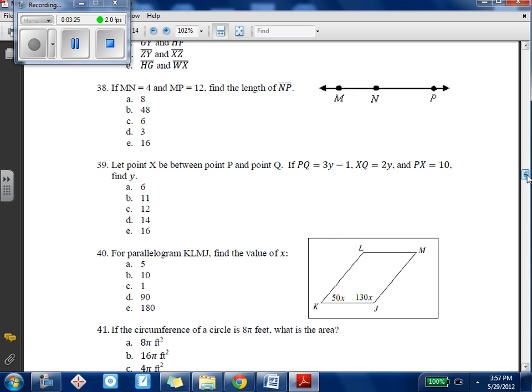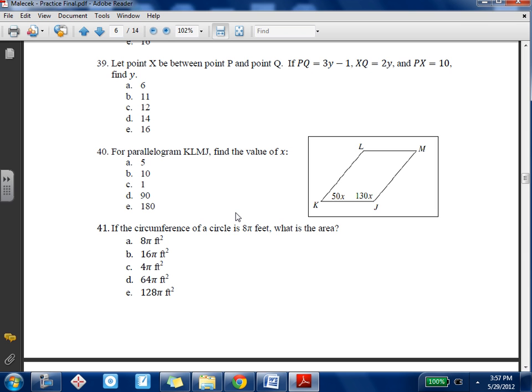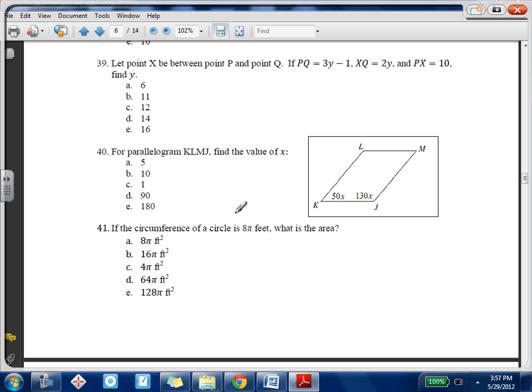Alright, we'll move down to number 39 here. Slightly harder, but same idea, same principle. Let point X be between point P and point Q. So let's draw a line. Here's point P. Here's point Q. Put X anywhere between it. It really doesn't matter. Let's just put it there. It tells us that PQ is equal to 3y minus 1. So that is the entire segment. It says that XQ is 2y. And it says that PX is 10.